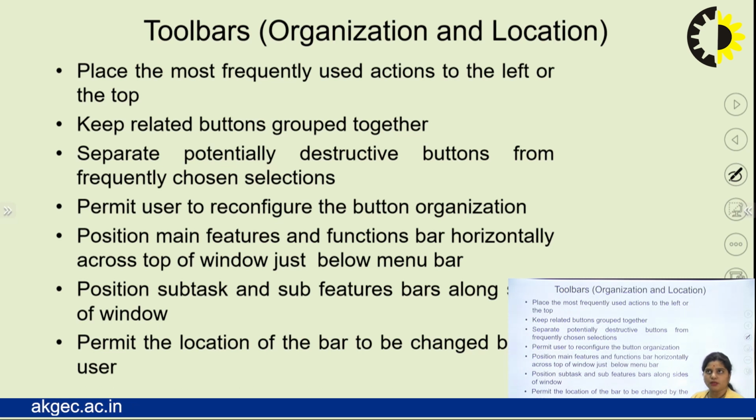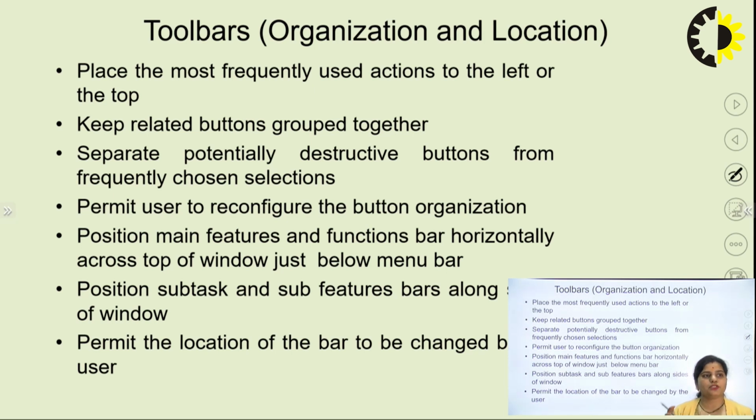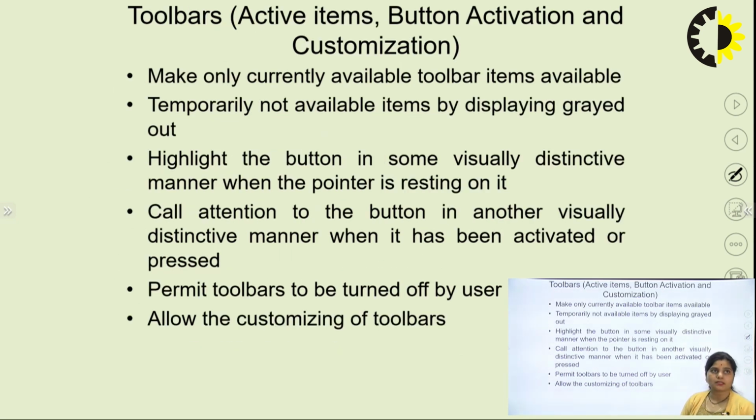It positions the main features and functions bar horizontally across the top of the window just below the menu bar, and it positions the subtasks and sub-features bars along the sides of the window also. The location of the bar should be changeable by the users. The toolbars permit the location of the bars to be changed by the user. That permission can be given by the toolbars.